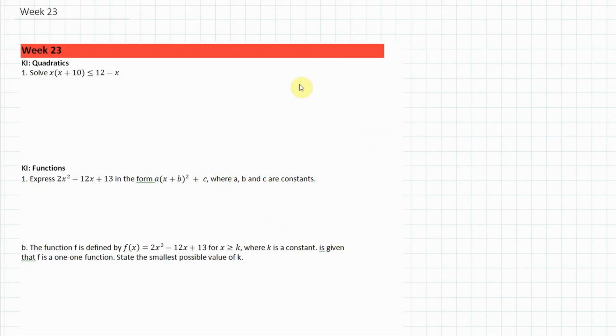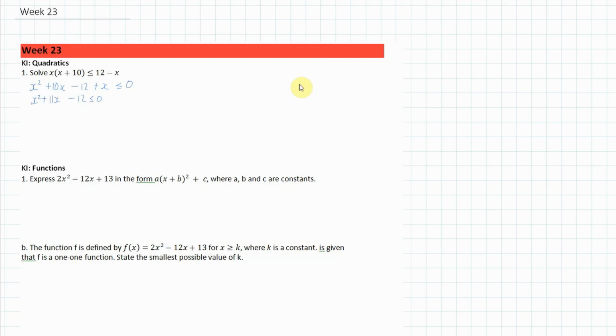Week 23, Pure Maths 1, Maintenance, Quadratics question. We've got an inequality. Probably I will just expand the left-hand side to get x squared plus the 10x. And then I'll bring that 12 across and that negative x across by subtracting and adding them. And I'll get this. Now I gather together my like terms, so I'm getting x squared plus 11x minus 12 is less than or equal to 0.